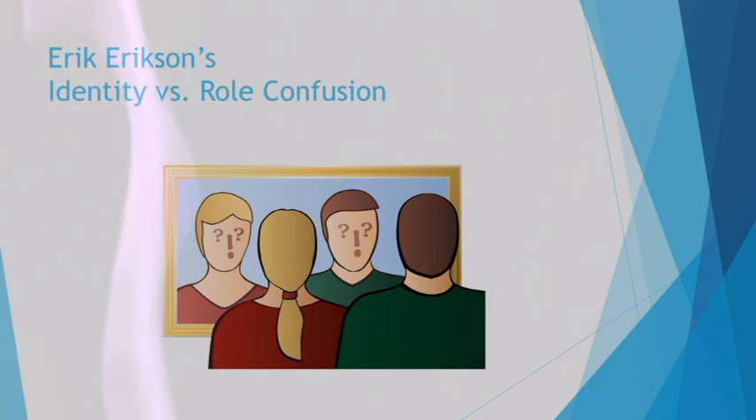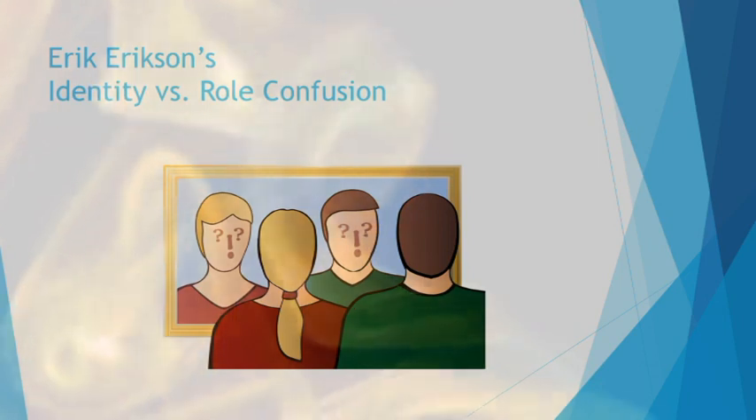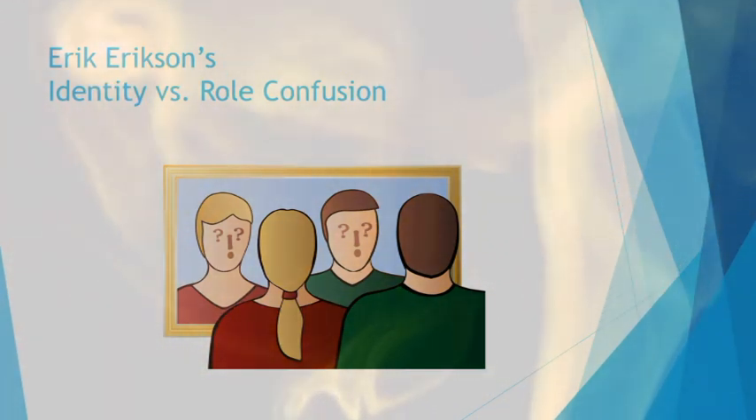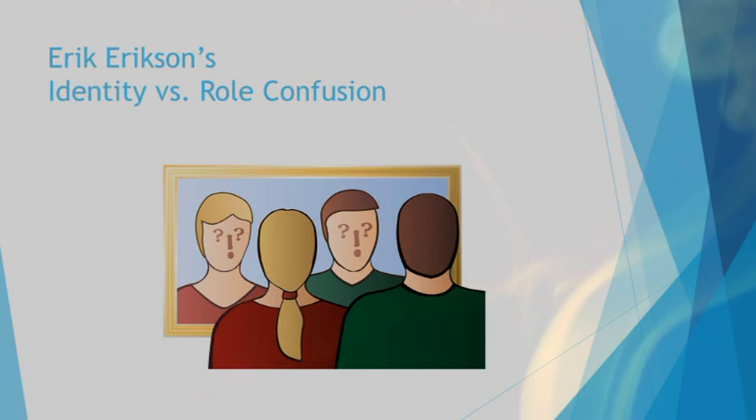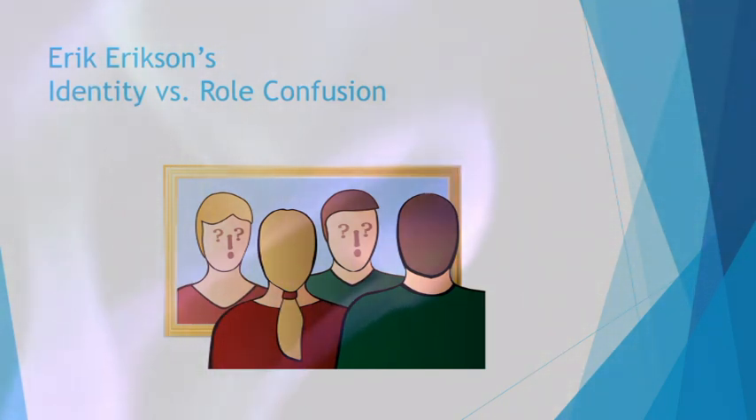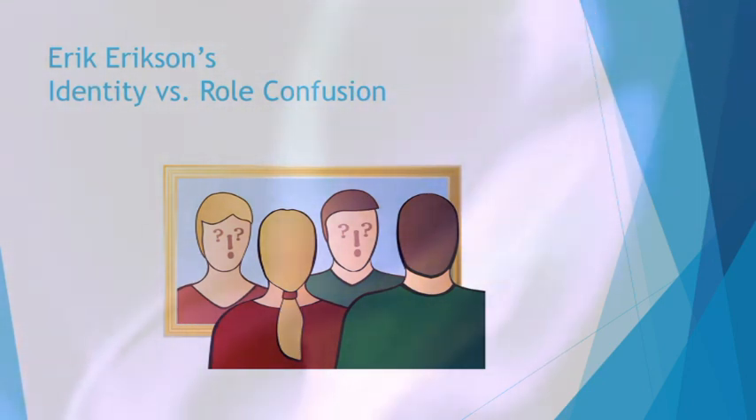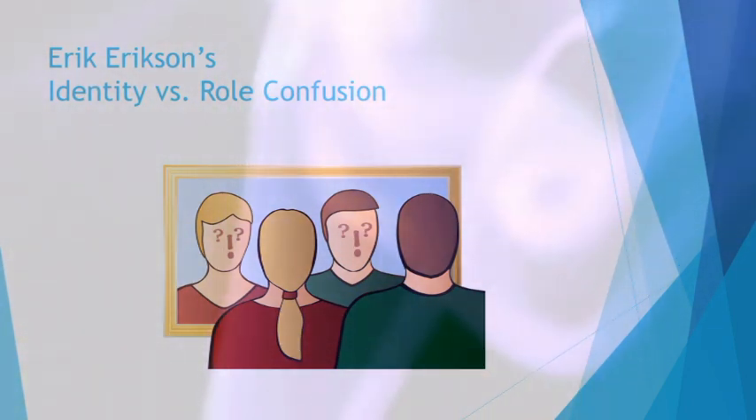And this encompasses, what are my values? What are my beliefs? What are my aspirations? What roles do I have within society? And this is the primary psychosocial crisis during this stage in life. It's that conflict between identity versus role confusion. And central to Erikson's theory is the notion that adolescents engage in the process of exploration and experimentation as they seek to define themselves and establish a sense of identity.